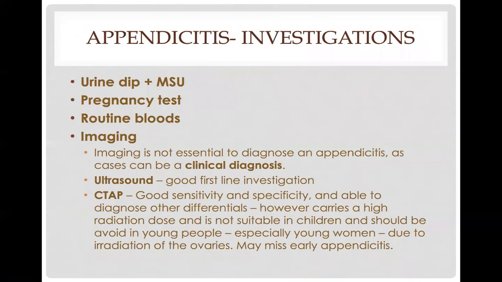Investigations, we mentioned this earlier: urine dip and MSU. Pregnancy tests, always remember to do that. Your routine bloods looking for infection and inflammatory markers, as well as the workup for potential surgery. So you want to do your group and save, your clotting, and other things like your COVID PCR test. And imaging, we've gone through this, so I'm not going to repeat it, but as I mentioned, it's not essential to diagnose appendicitis as it's a clinical diagnosis, but ultrasound scan and CT abdomen-pelvis are the imaging that can be used depending on the context.